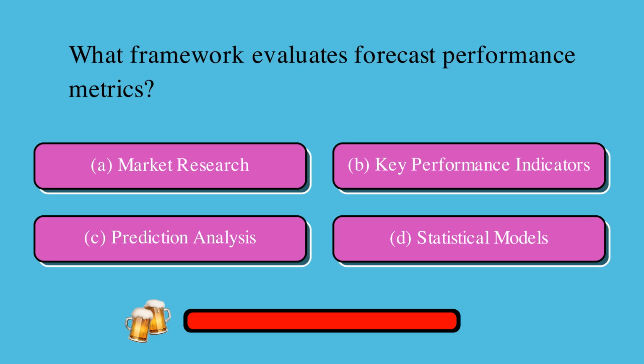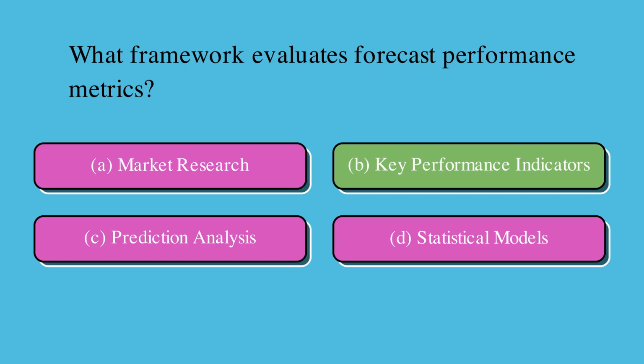Is it A, market research, B, key performance indicators, C, prediction analysis, or D, statistical models? The correct answer is B, key performance indicators.